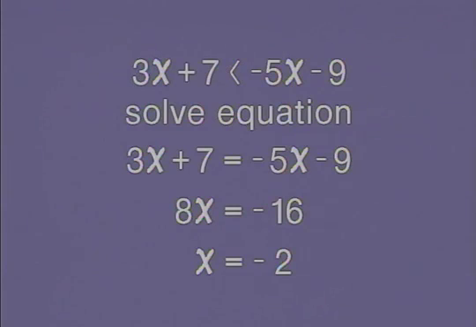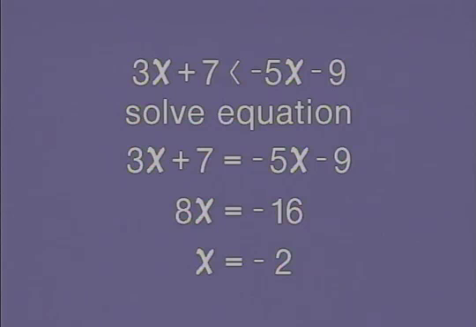What does that mean? It means simply change the inequality into an equation, which I've done. 3x plus 7 equals negative 5x minus 9. We know how to solve this. Following the steps, we get x equals negative 2. Now, what does that mean? It means that when x equals negative 2, the equation has a solution.